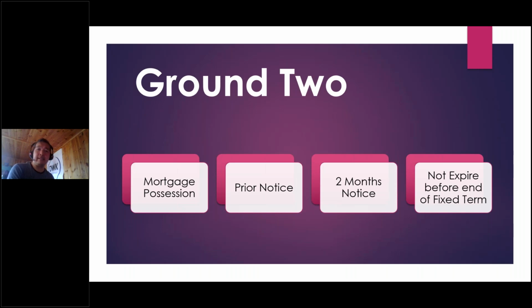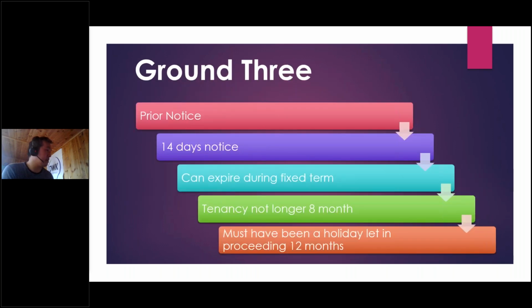Ground three is our holiday let. Yes, our holiday lets. So again, this is prior notice. Again, I've never seen it used ever, but just to make you aware of it, if you were doing Airbnb, for example, which some of you do, then potentially you could get away with it here. So prior notice, 14 days notice to the tenant. This can be used during the fixed term, so you could actually end it earlier than the fixed term.